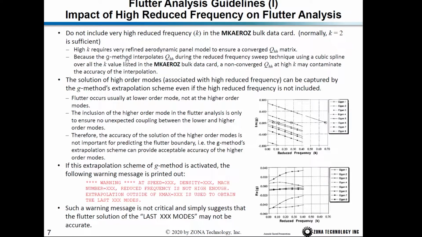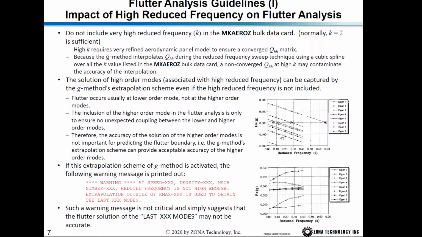Because the G method interpolates the QHH during the reduced frequency sweep technique using a cubic spline over all K values listed in the MKAERO card, a non-converged QHH at a high frequency may contaminate the accuracy of the interpolation. So the solution of higher order modes associated with a high reduced frequency can be captured by the G method's extrapolation scheme, even if the high reduced frequency is not included in the MKAERO card.